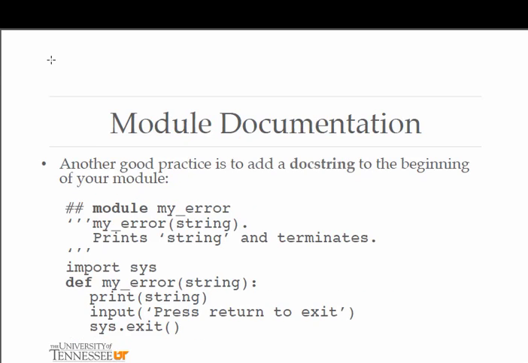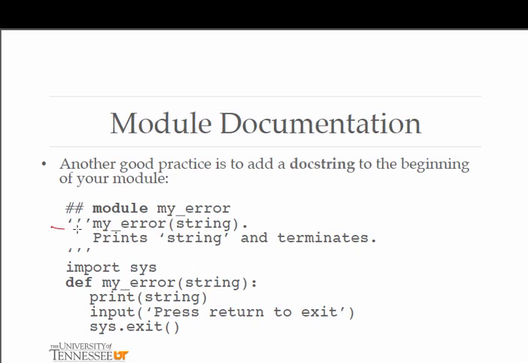Another good practice sometimes, and this is probably true for larger Python programs than the ones we'll be doing initially in this class, but it's still a very nice practice, is that you can add what's called a doc string to the beginning of your module. In other words, you're creating a function in a particular file, and you might lead off with some comments. Here's an example where I'm creating a module called my_error. The doc string is like comments that you could immediately get easy access to if you needed to print out the documentation for a particular function.